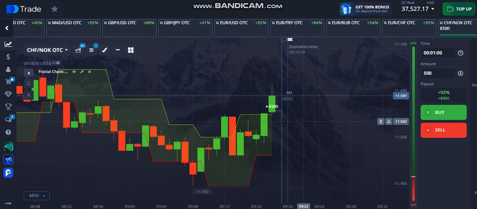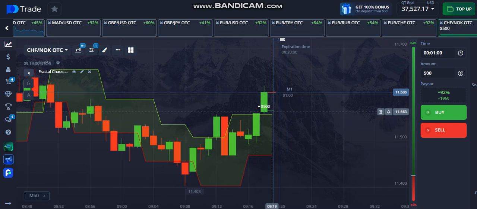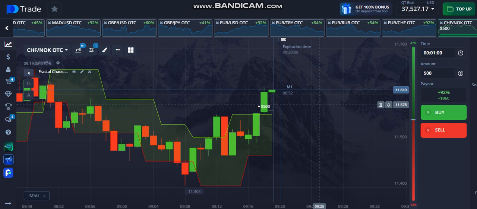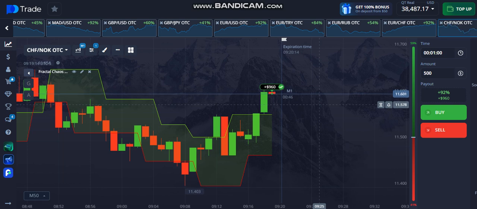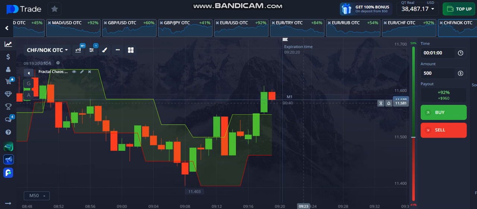As soon as that candle closes, you take the trade in the direction of the candle here. Okay, so we won that trade also. All right. So that's the Fractal Chaos Band strategy that I've been working with. Very powerful strategy here.